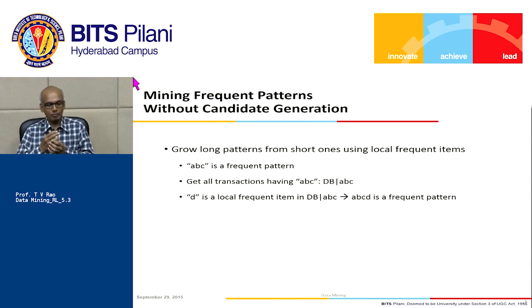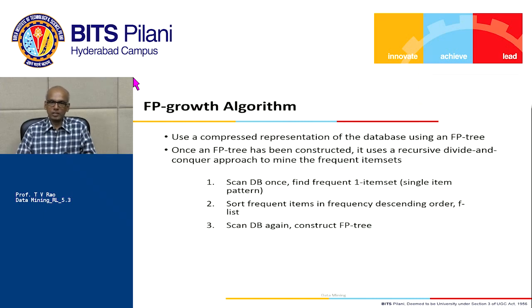Now instead of that, let's say we have ABC as a frequent pattern, and we have some way of accessing all the database transactions which support ABC, and then there we look for a frequent item D. If D is not a frequent item, then we know that ABCD will not be a frequent item set. If we locate D as frequent within the database, then we recognize that ABCD will be a frequent item set. So this is called frequent pattern growth.